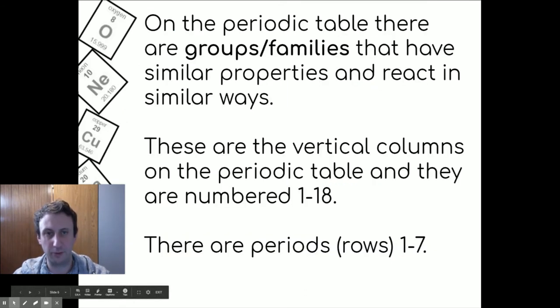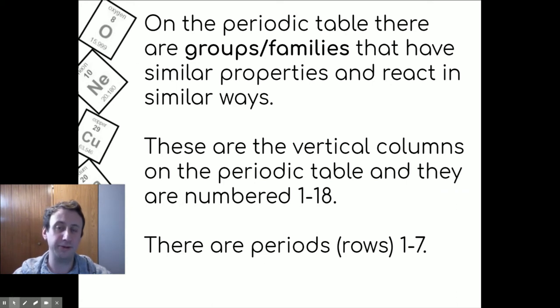Okay, so moving forward. On the periodic table, there are also groups and families that have similar properties and react in similar ways. If you watch that periodic table crash course video, you'll actually see that this was the foundation for building the periodic table of putting elements with similar properties in the same group. As you will learn later on when we talk about Bohr diagrams, there was a reason for this. When we actually take a look at things that are in the same group, they have the same number of what's called valence electrons. So it has to do with their electron structure and where the electrons are in the atom. We'll get into that again in a different lesson.